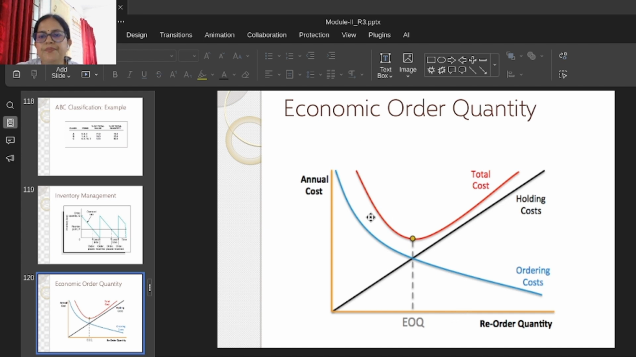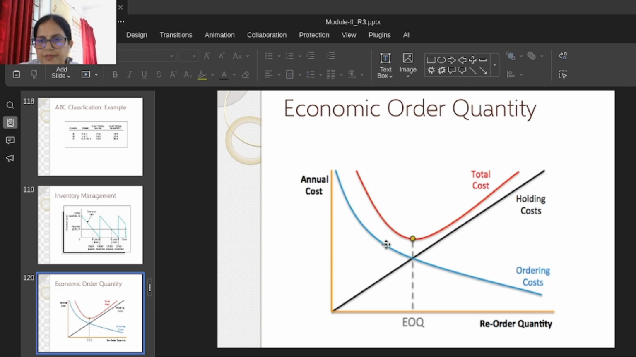If you see here, EOQ, this is the graph. In this figure, the x-axis is the quantity and the y-axis is the total cost. This is the ordering cost curve, CO. When we go on purchasing or putting our order, and the amount is large, then the ordering cost is minimum.